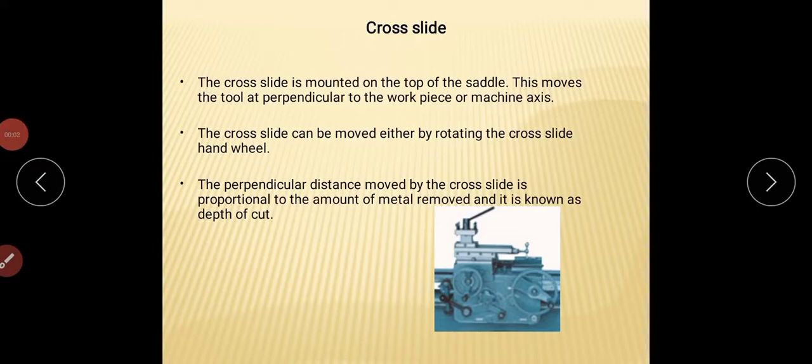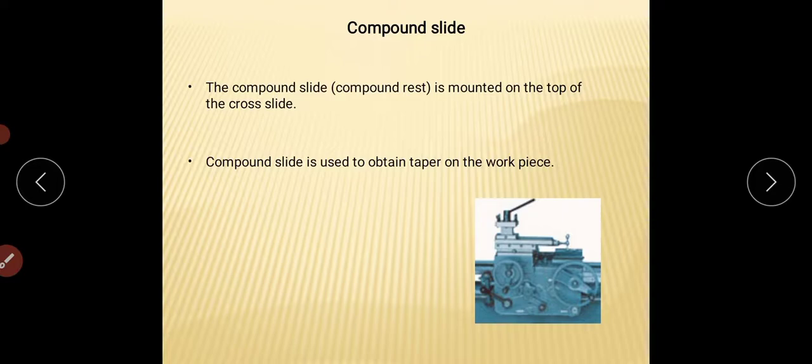The next important part is cross slide. The cross slide is mounted on the top of the saddle. This moves the tool perpendicular to the workpiece or machine axis. The cross slide can be moved either automatically or by rotating the cross slide handle. The perpendicular distance moved by the cross slide is proportional to the amount of material removed and it is known as depth of cut.